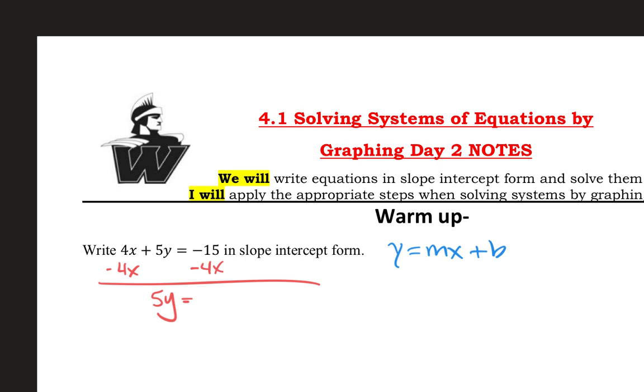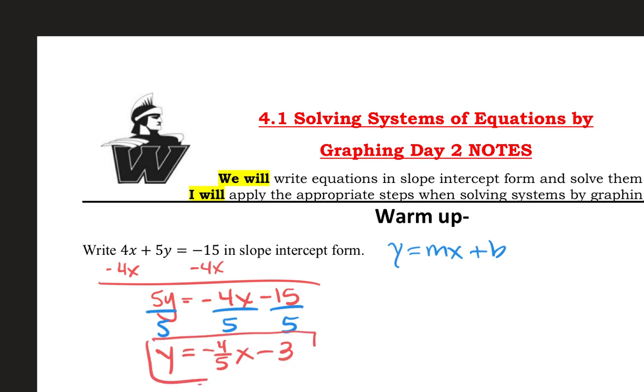So at this step, what you're going to do is just rewrite it. You're going to put the one with the x first and then the other number at the end. And then you're going to divide everything by that leading coefficient in front of the y. So what am I dividing everything by? The 5. So here we would have y is equal to negative 4 over 5x minus 3.